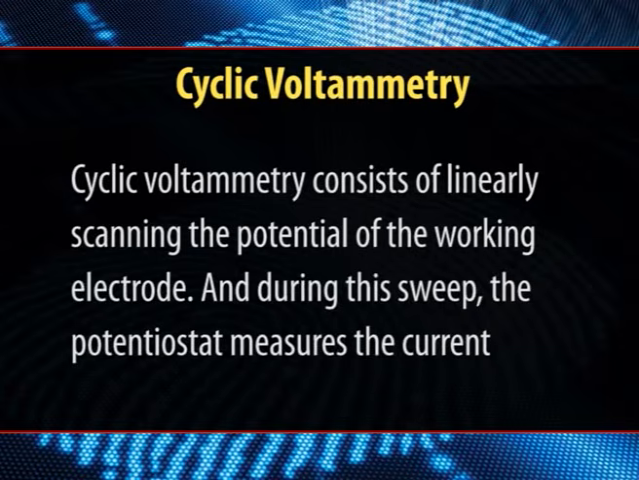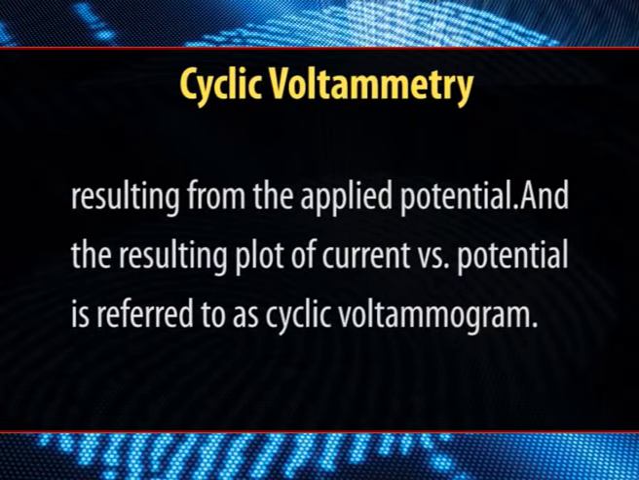For instance, cyclic voltammetry. This is one of the widely used voltammetric electro-analytical tools used for qualitative examination of electrochemical reaction. Cyclic voltammetry consists of linearly scanning the potential of the working electrode, and during this potential sweep, the potentiostat measures the current resulting from the applied potential, and the resulting plot of current versus potential is referred to as cyclic voltammogram.